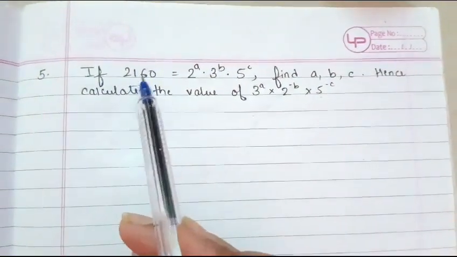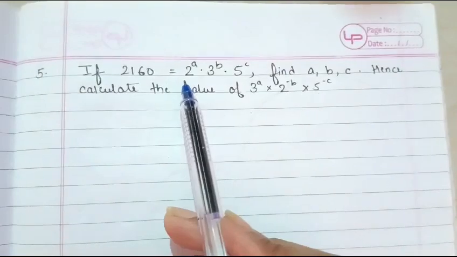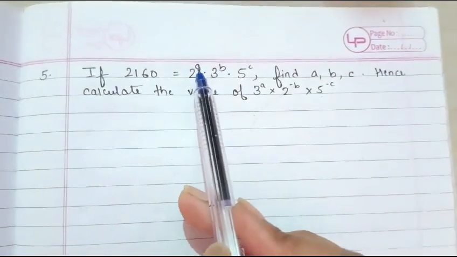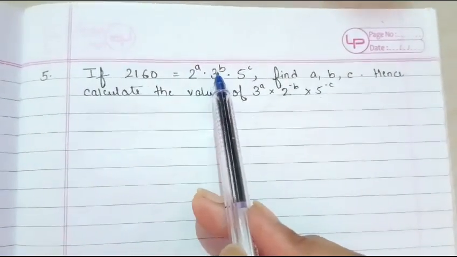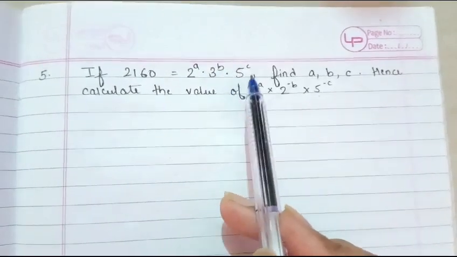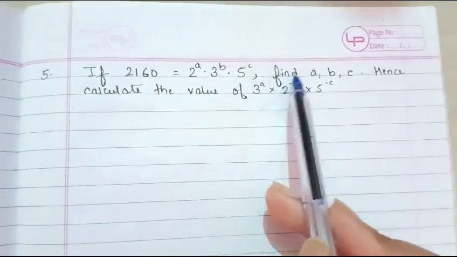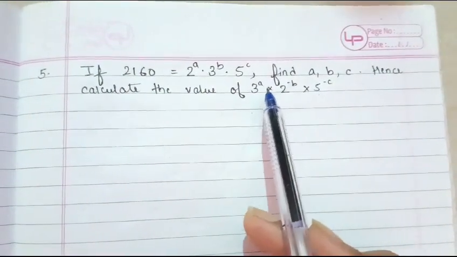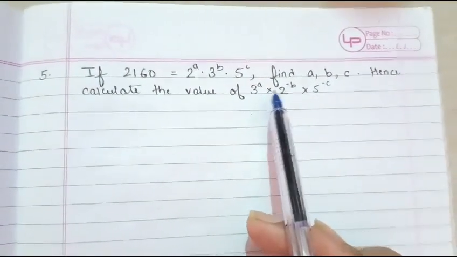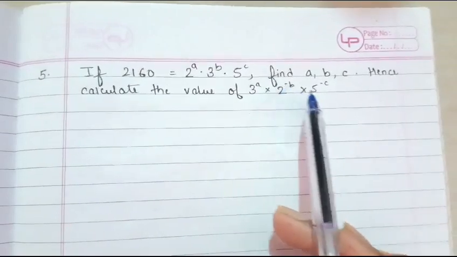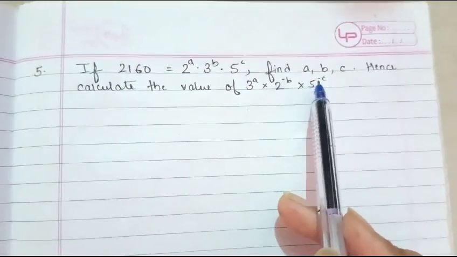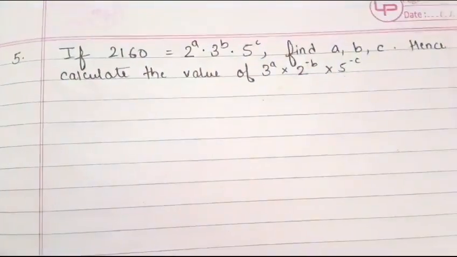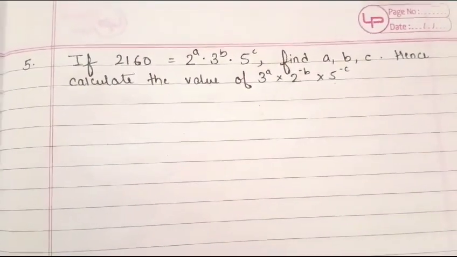If 2160 is equal to 2 raised to the power a into 3 raised to the power b into 5 raised to the power c, find a, b and c. Hence calculate the value of 3 to the power a into 2 to the power minus b and 5 raised to power minus c. Okay, now what are we supposed to do in this type of question?